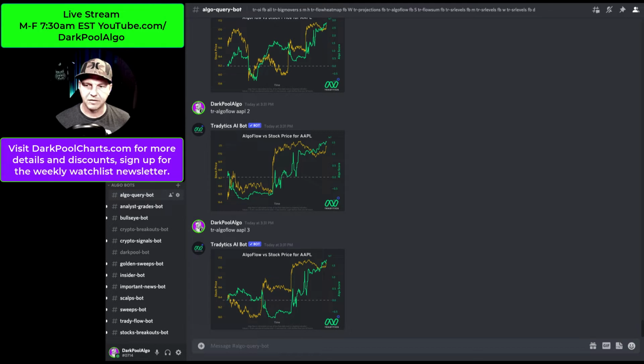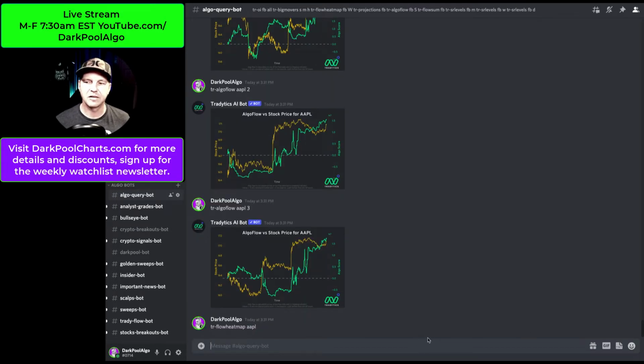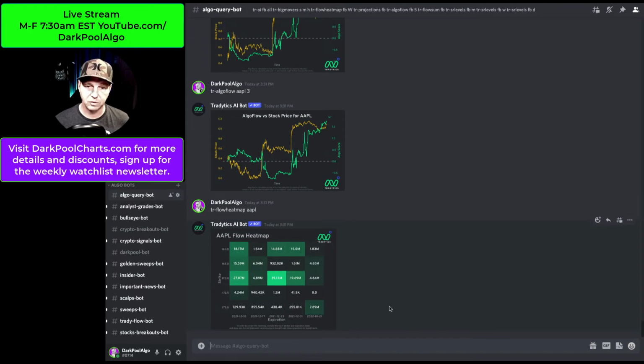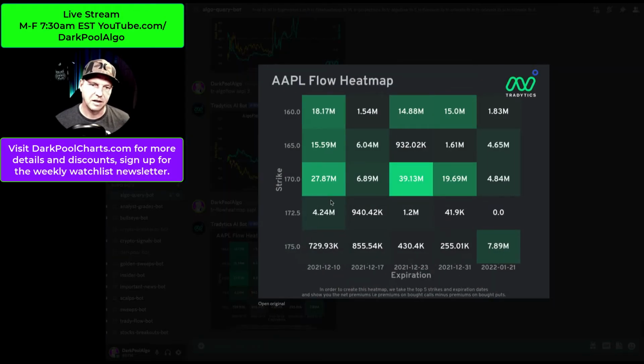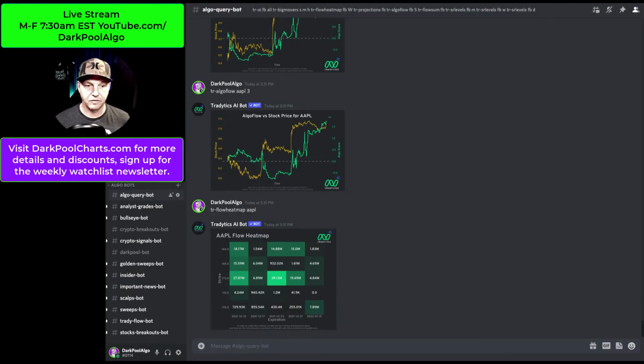This is probably one of my favorite tools here, being able to see what's called the flow heat map. It creates a heat map for the top strikes and expirations with premiums and statistics. So looking at that 170 strike, there's the expiration. It looks like the most money flew into the 12/23 170 strikes at $39.13 million. It really does help you follow the leader, right? Follow smart money.